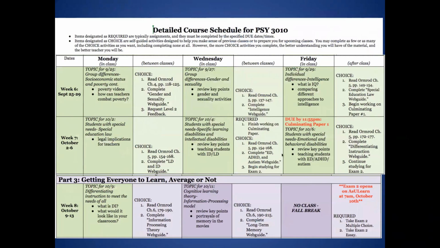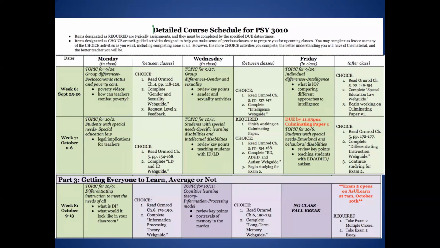So the way this works is anything that is quote unquote required means that there are points attached to it in the course. I mean, that's not literally required. They could opt to not receive any points for those and not turn them in. But you can see, hopefully if you can read it at the top, it says items designated as required are typically assignments, and they must be completed by the specified due dates. But then we have these choice activities, which are not attached to any points at all, ever. They receive no points for them, which you might think they're not going to do them. And some of them choose not to, and some of them choose to.